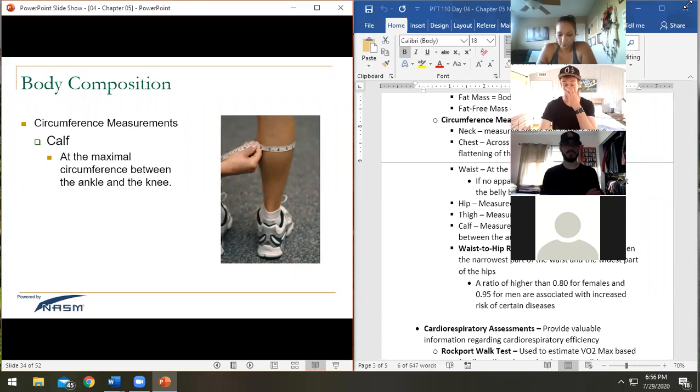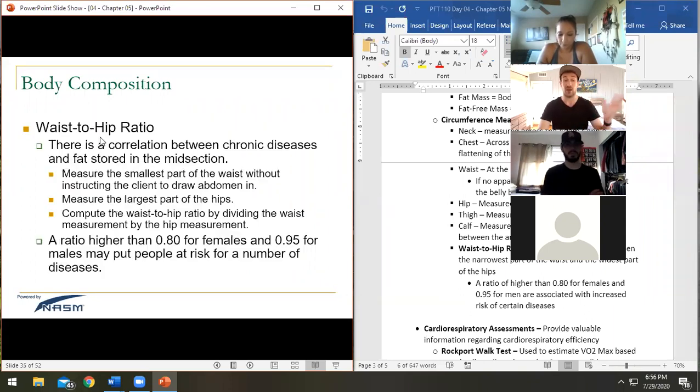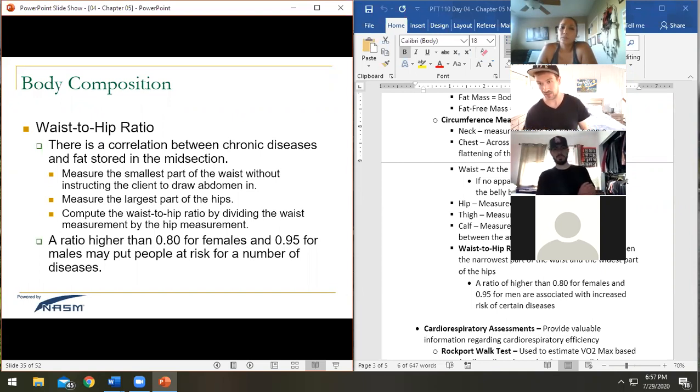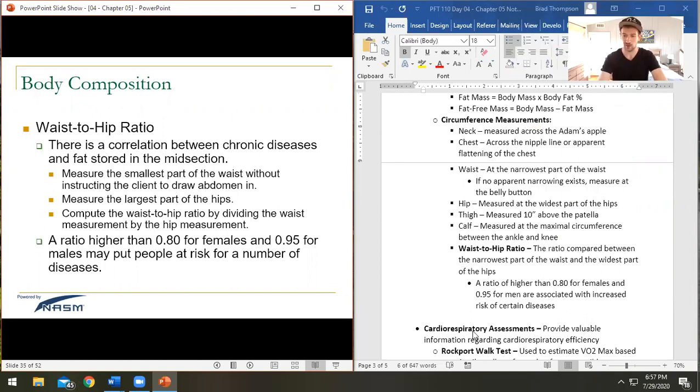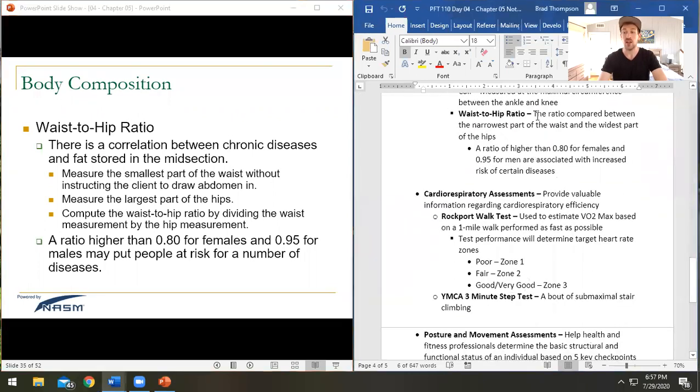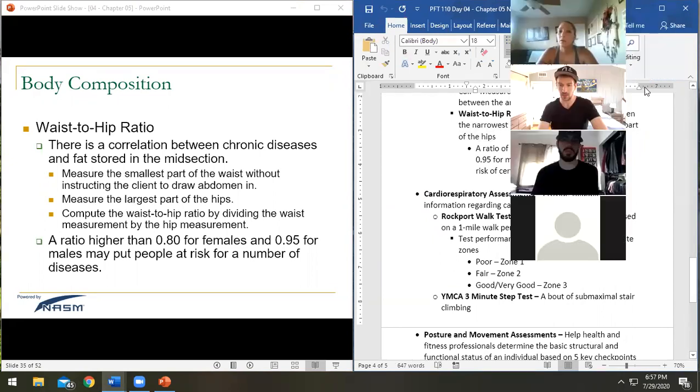But if we look at a waist to hip ratio, right? If you were to do my belly button method and my hip method, it's going to screw the ratio up because you're not measuring at the narrowest part and the widest part. You're just measuring something else. So if you're doing this, it's very important that you do widest and narrowest. So it's the ratio of the narrowest part of the waist and the widest part of the hip.